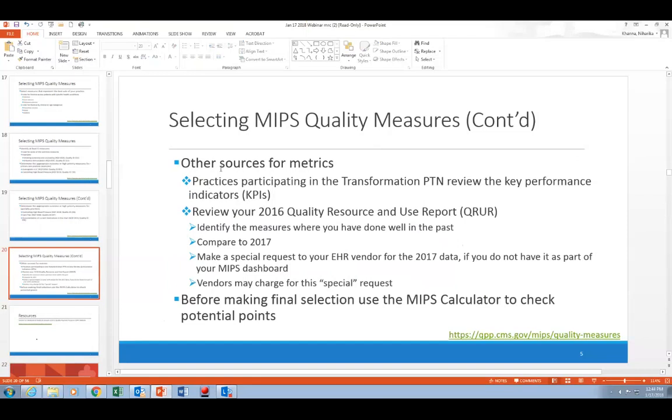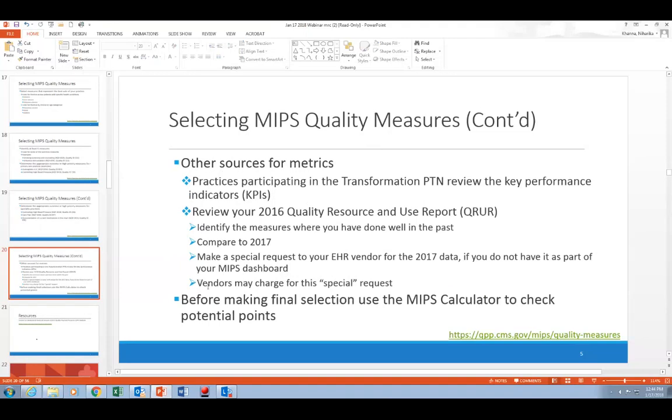If smoking is an area where you've done well, then go ahead and report that. And then compare what you've done in 16 to 17 and decide if you want to report these. Sometimes you may have a charge if you ask your vendors for this special request. Sometimes you won't. It all depends on your arrangements with your EHR vendors and anyone that's pulling the MIPS metrics for you.